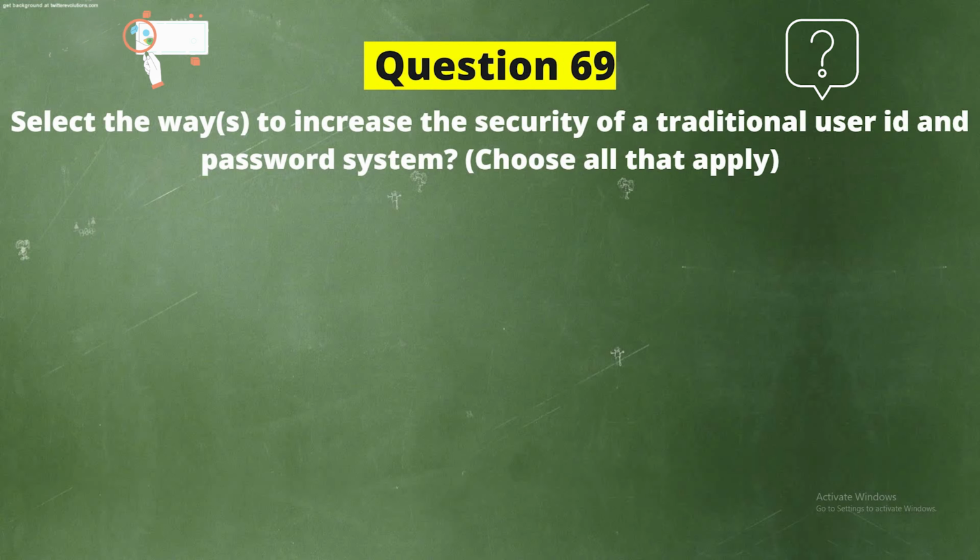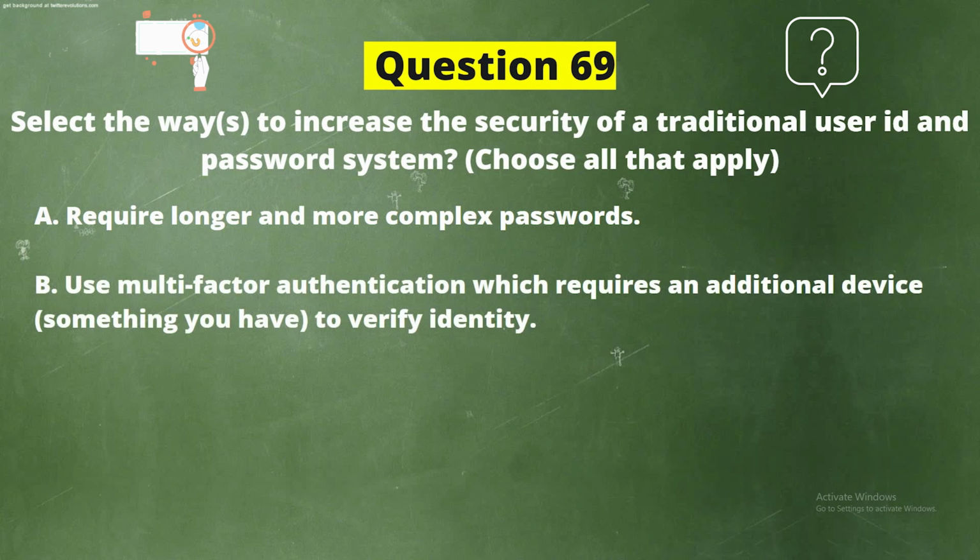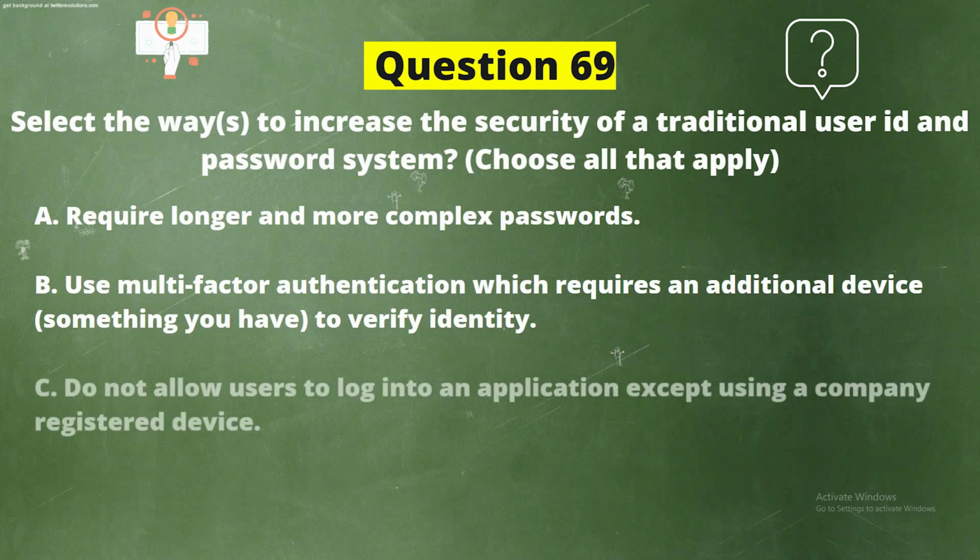Question 69. Select the ways to increase the security of a traditional user ID and password system. Choose all that apply. Now, the options are Option A, require longer and more complex passwords. Option B, use multi-factor authentication, which requires an additional device, something you have, to verify identity. Option C, do not allow users to log into an application except using a company registered device.